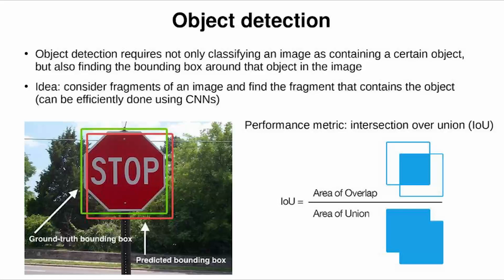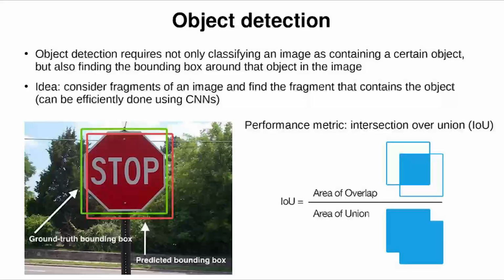Thus, they can be used to not only classify whether the image as a whole contains a given object, but also which specific part of the image contains that object. The accuracy of the bounding box for each object that is obtained by a machine learning algorithm can be quantified using intersection over union, or IOU, perhaps the most popular performance metric for object detection algorithms.